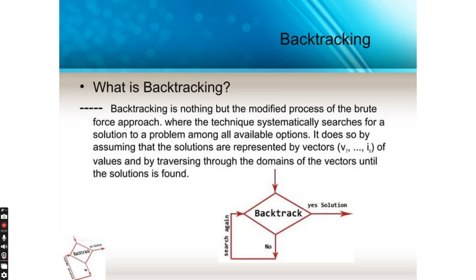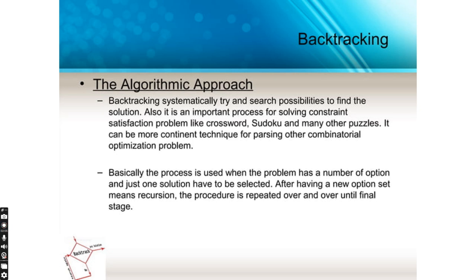Backtracking is a modified version of the brute force approach, where the technique systematically searches for a solution to a problem among all available options. It does so by assuming the solutions are represented by vectors. So all the solutions are represented by vectors. This approach systematically searches for a solution among all available vectors. This is the definition for backtracking. It's very important.